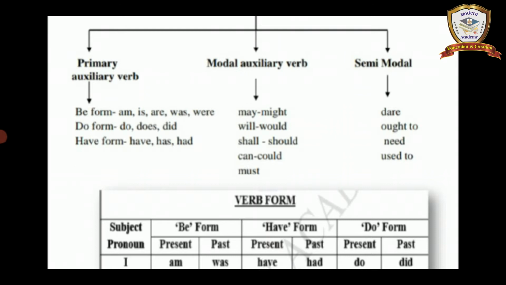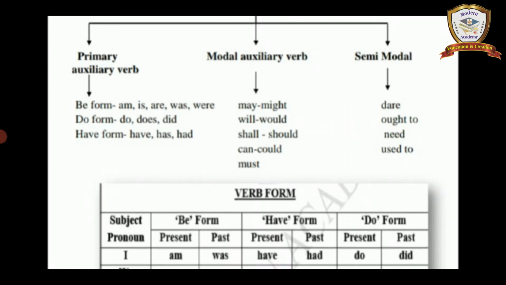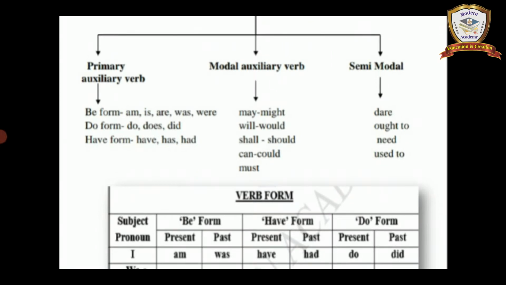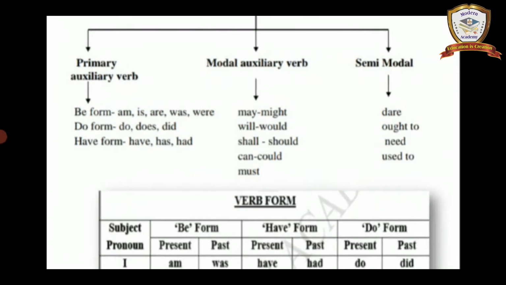What does that mean? Primary auxiliary verb, modal auxiliary verb, semi-modal. Here, primary auxiliary verb. Primary means if there is no word like this, surely we cannot make a sentence. If you are not using the primary auxiliary verb in a sentence, the sentence will not be completed. So these are all very important words in the sentence. Be form: am, is, are, was, were. Do form: do, does, did. And have form: have, has, had. So these are all called primary auxiliary.